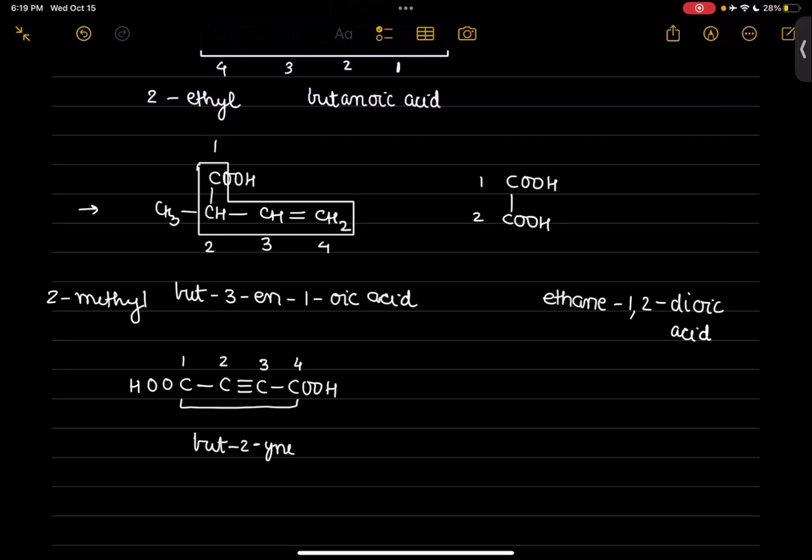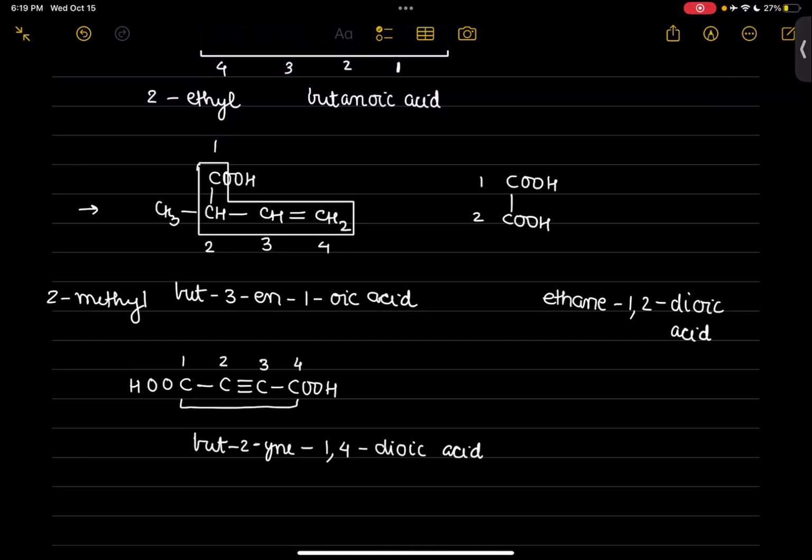And now the suffix. 1 and 4 have the principal function, dioic acid. Is it clear? But-2-ene-1,4-dioic acid. Got it?